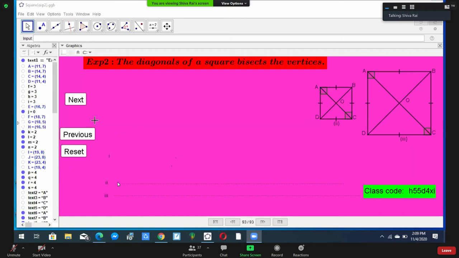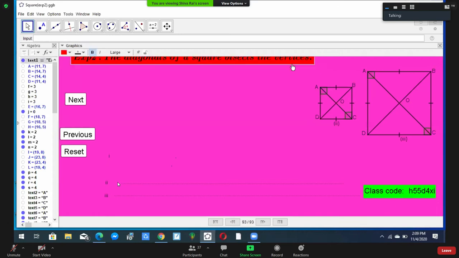Look here. The diagonals of each square bisect the vertices. You remember the steps. Remember the steps. I am going to explain. Everyone look here. Draw 3 squares ABCD with different sizes. You draw 3 squares ABCD with different sizes.